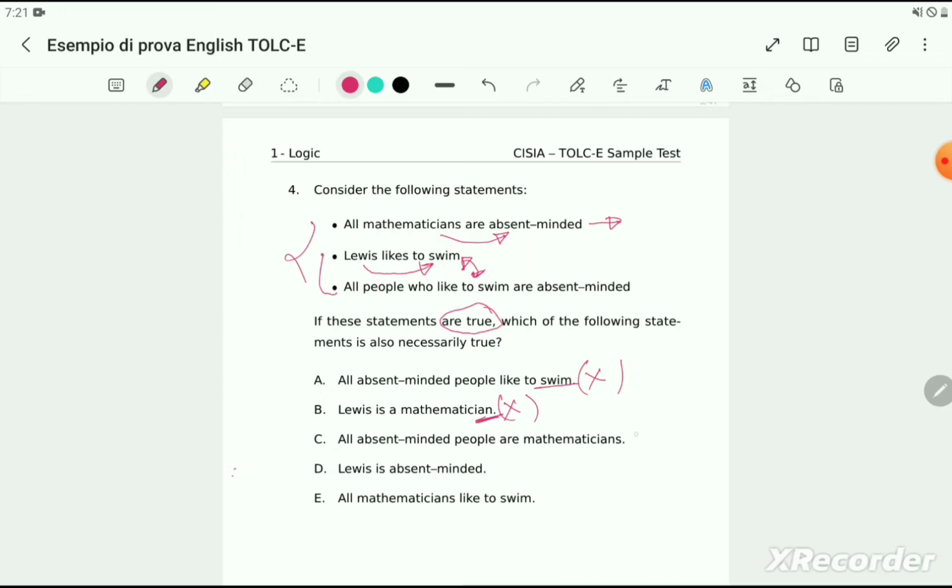This information is also not given. All mathematicians are absent-minded, but all absent-minded people cannot be mathematicians. This is also not true. Louis is absent-minded. I think this is correct, because Louis likes to swim, and who likes to swim? They are absent-minded. And all mathematicians like to swim. No link between first and second statements.